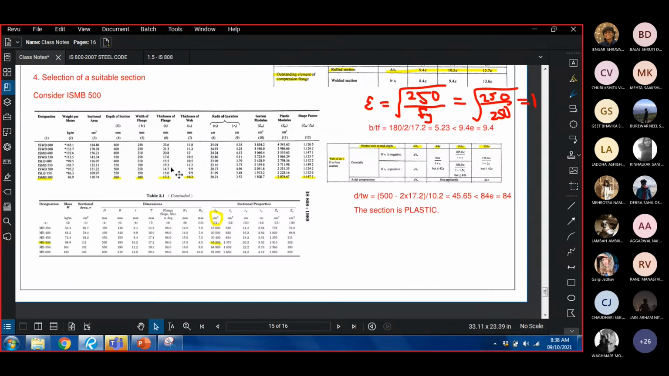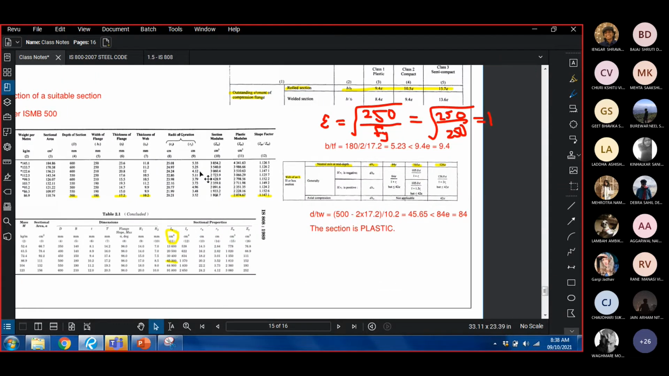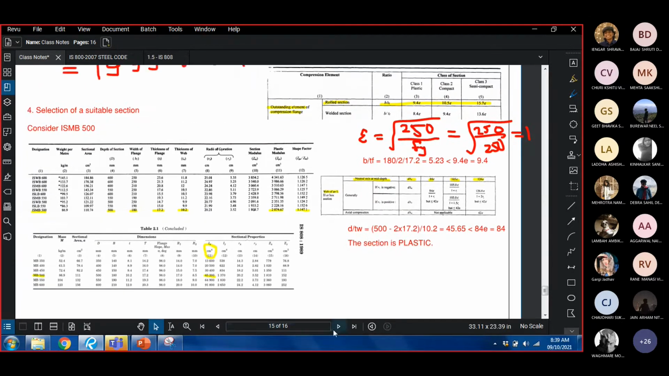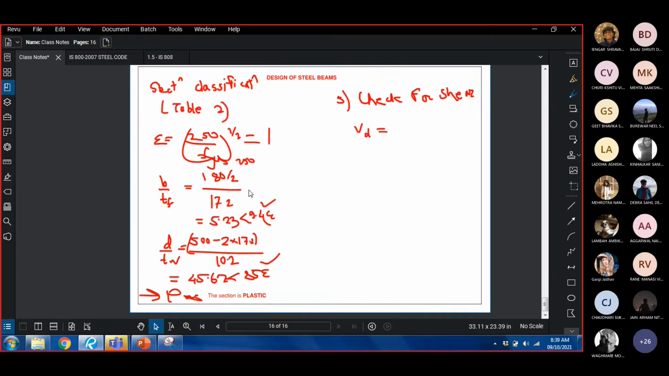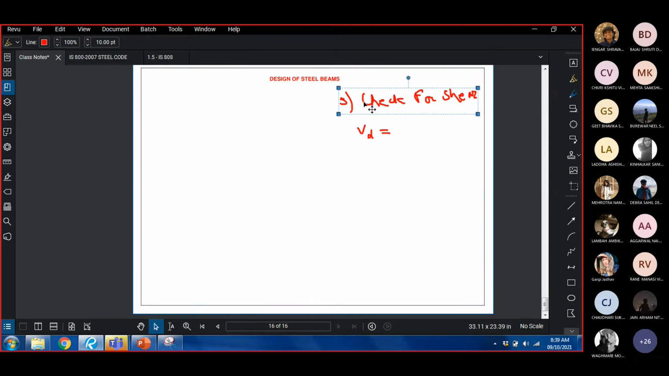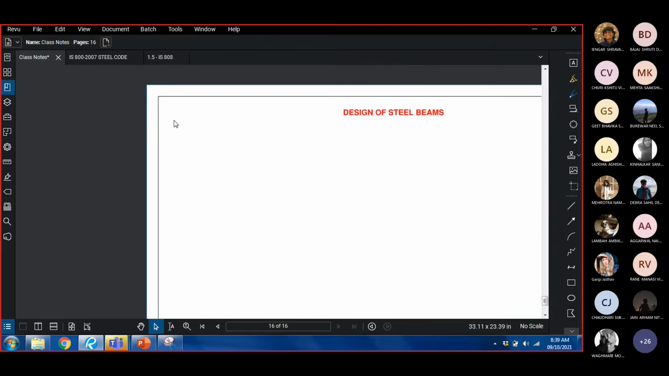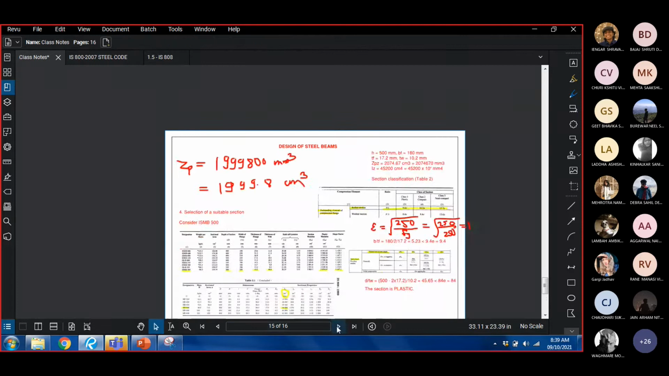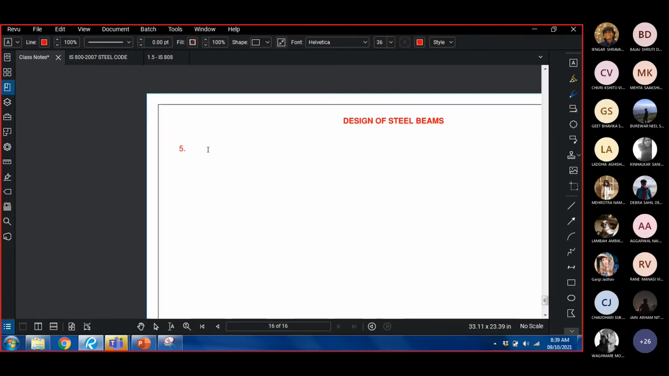Okay. So now the moment chapter is closed. But we saw that we design a particular section for moment, and then we check it for shear, we check it for deflection. So now, two more steps are remaining. First is check it for shear. Second is check it for deflection. Now, this is what you had done last time, so I'll leave this. Our next step is to check it for shear.